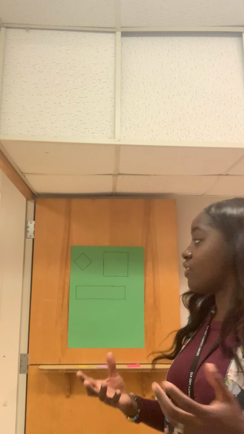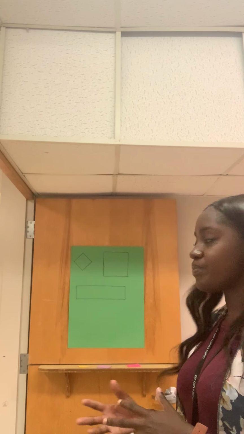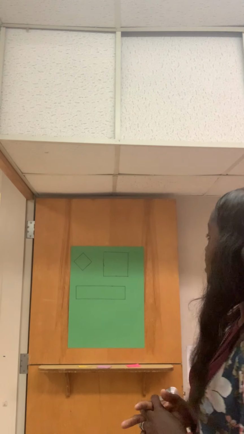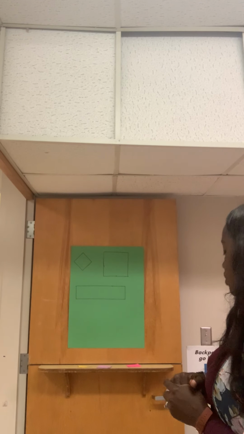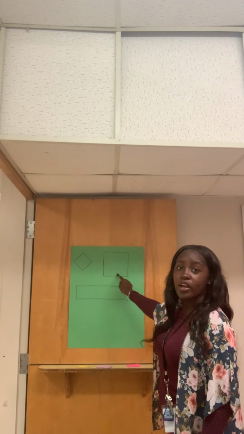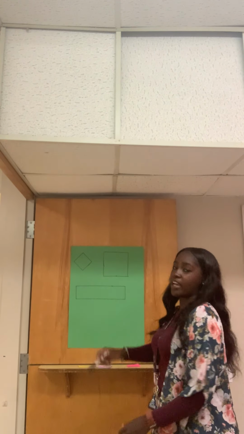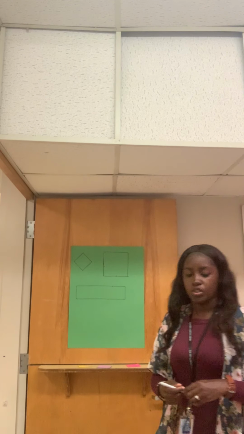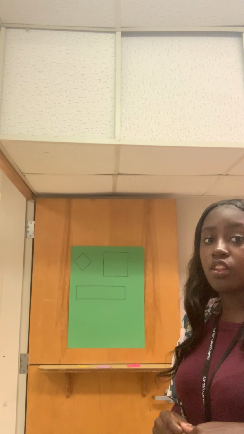So today we're going to talk about how we're going to make shapes using manipulatives, using other shapes. So what shapes can we use to make up another shape? As you can see, we have a diamond. We have a square, and we have a rectangle. And with those three shapes, we're going to see what other shapes we could use to make those.